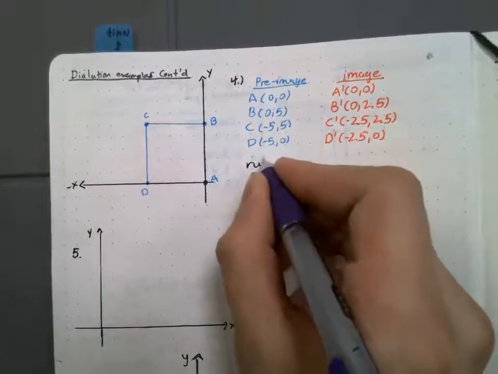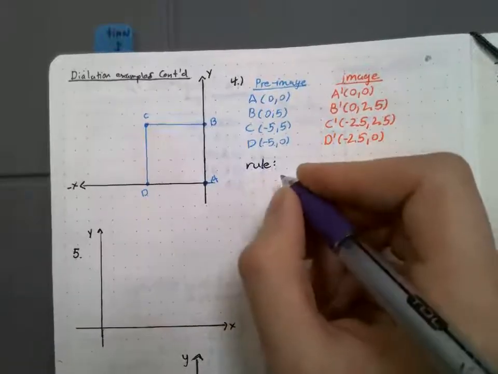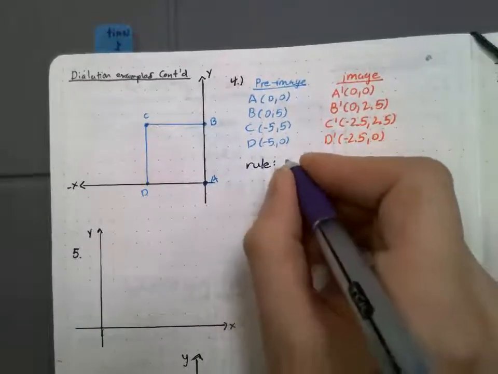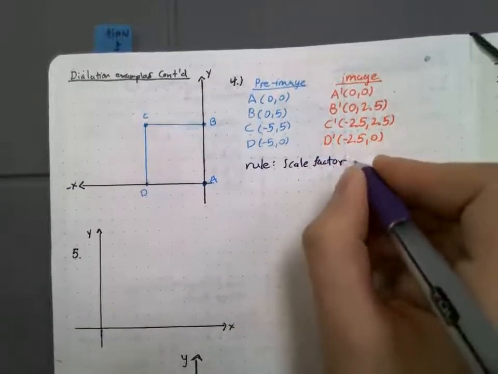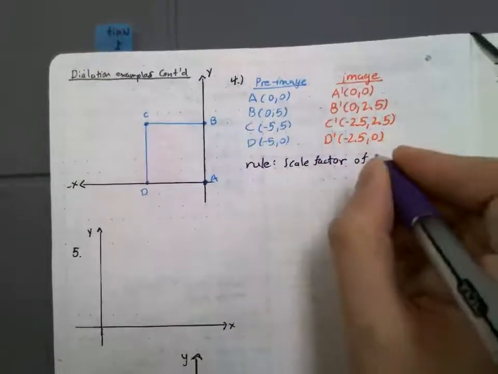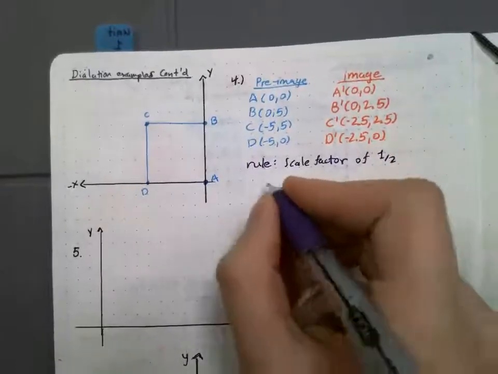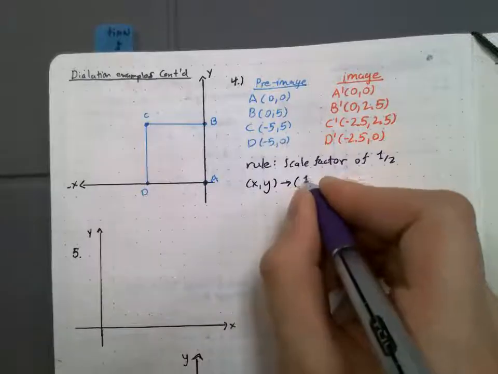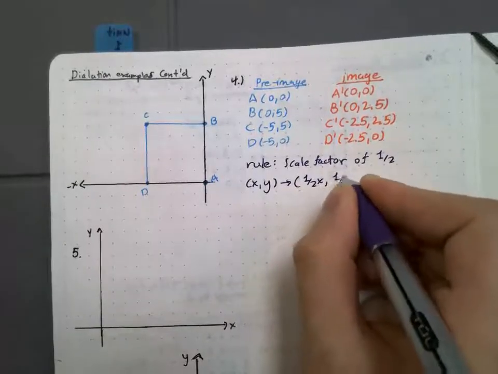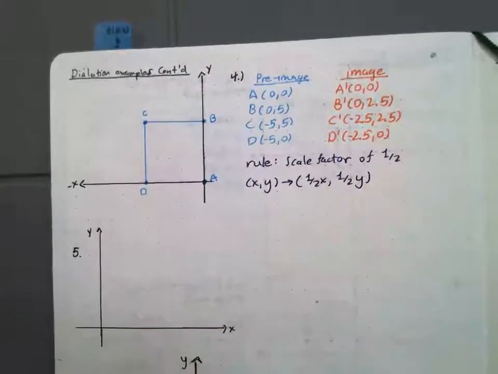So our rule would be scale factor of 1/2, and the formal algebraic form of that would be 1/2 x, 1/2 y. And there you go.